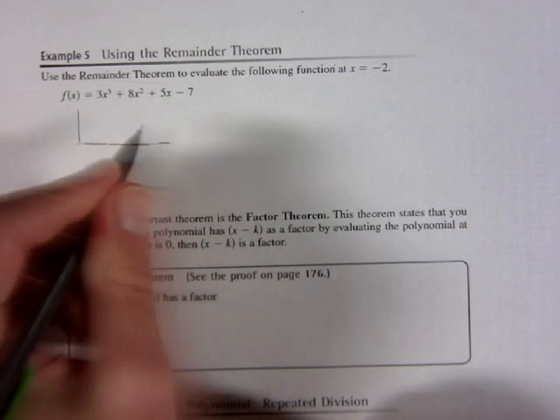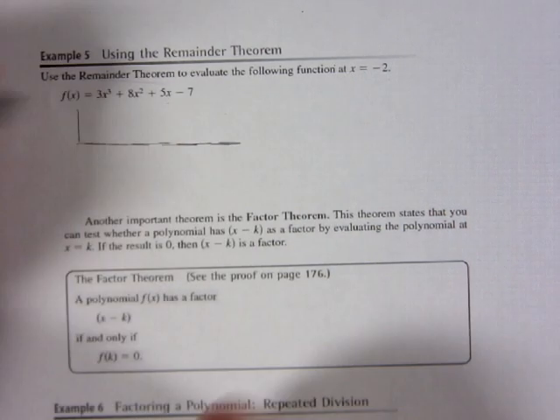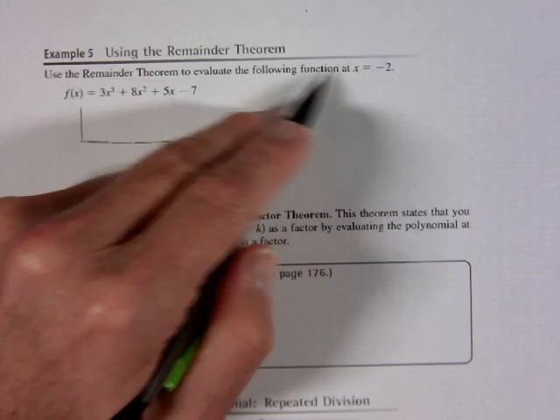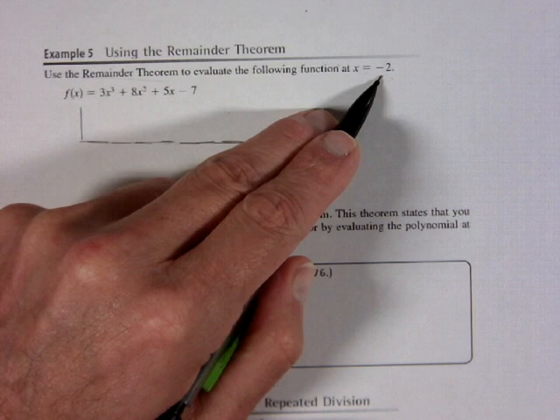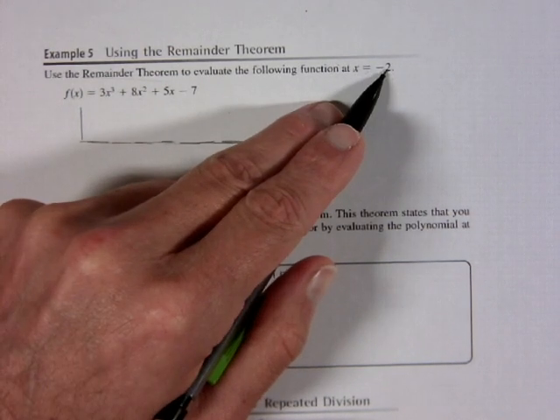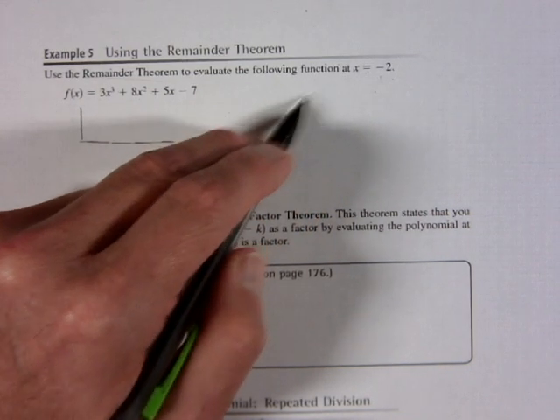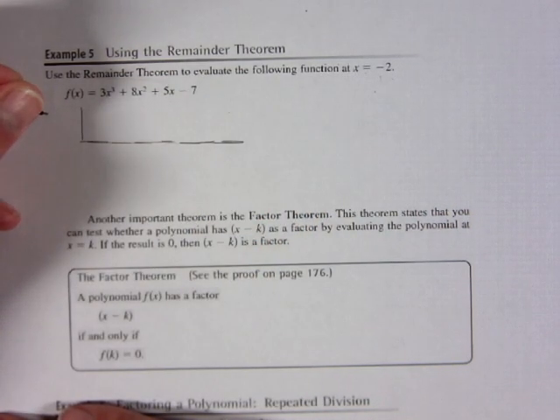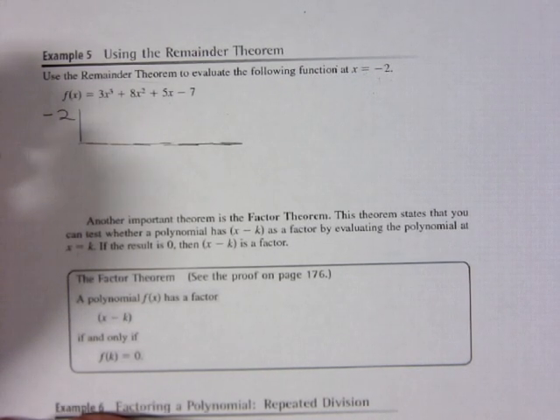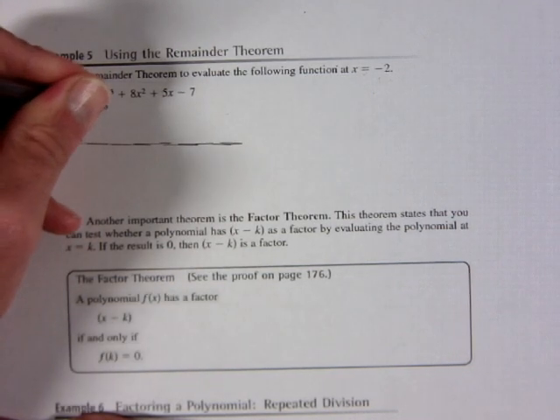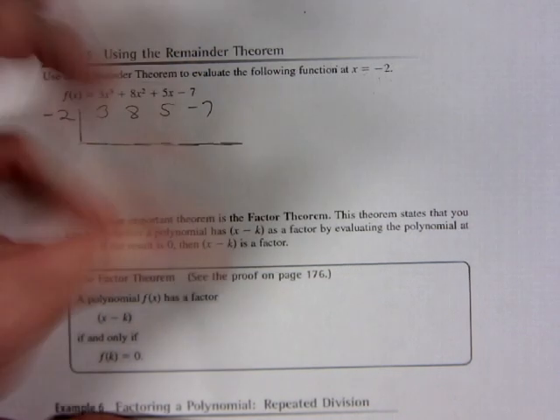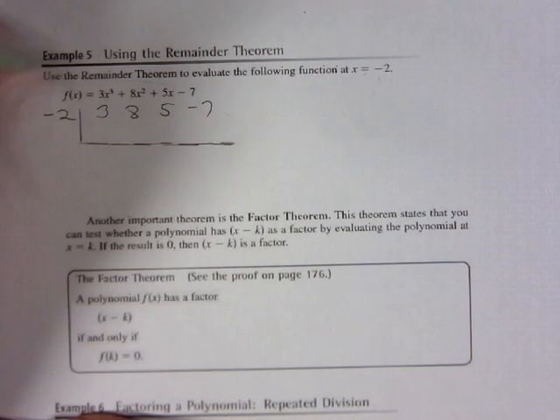And a lot of making sense of this is making sure that you understand what the math speak is saying. So my value is x equals negative 2. So that would be the same as dividing by x plus 2. If my value of k is negative 2, that's like dividing by x plus 2. So what goes here? It would be negative 2. The sign's already changed from what the factor would be. All right, so let's write out the coefficients. 3, 8, 5, negative 7. All right, so let's just divide this out, see what we get.